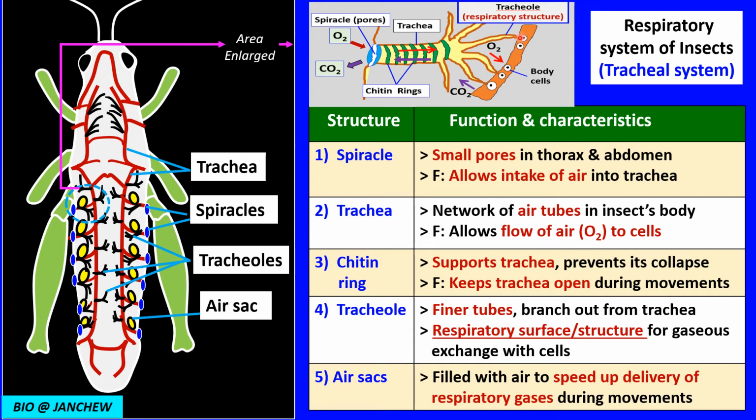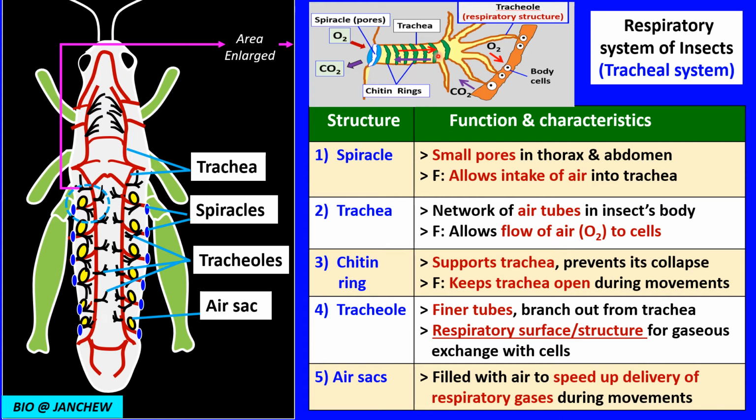That's why the tracheal is called the respiratory structure, and there are numerous tracheals inside the grasshopper and the insects to deliver or allow the oxygen to diffuse into every cell. Now the tracheal does not contain the chitin ring, so chitin ring is only found on trachea.